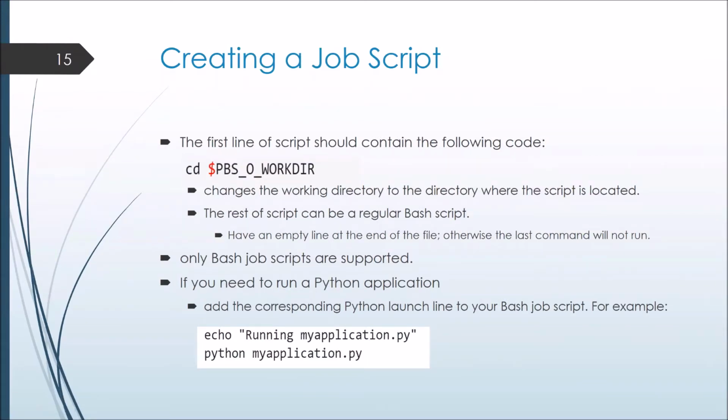How to create a job script? The first line of a script should contain the following code. This code changes the working directory to the directory where the script is located. The rest of the script can be a regular Bash script.